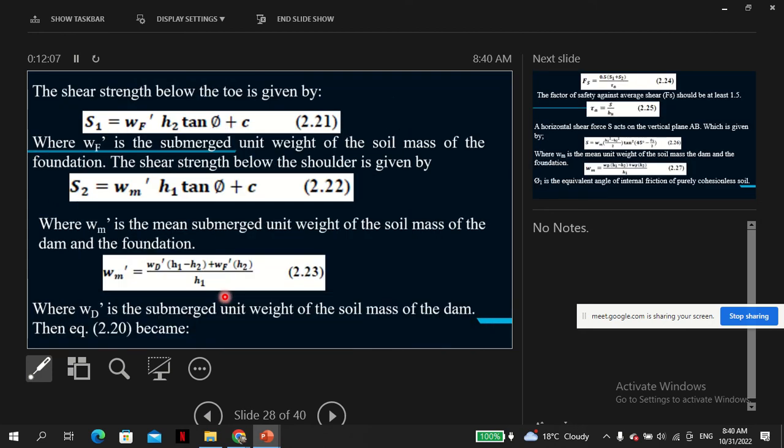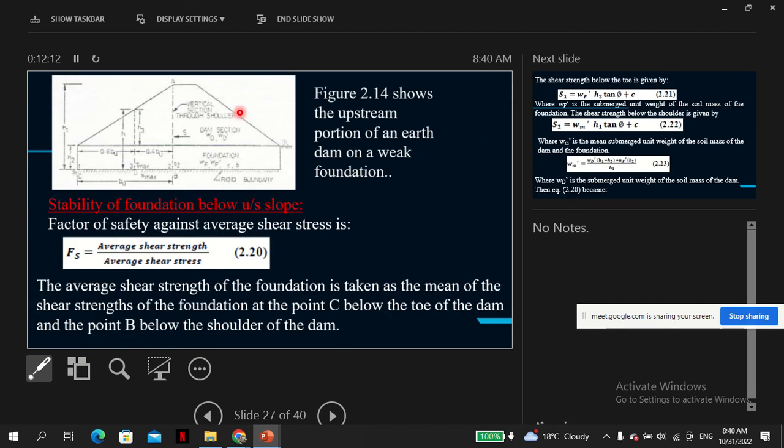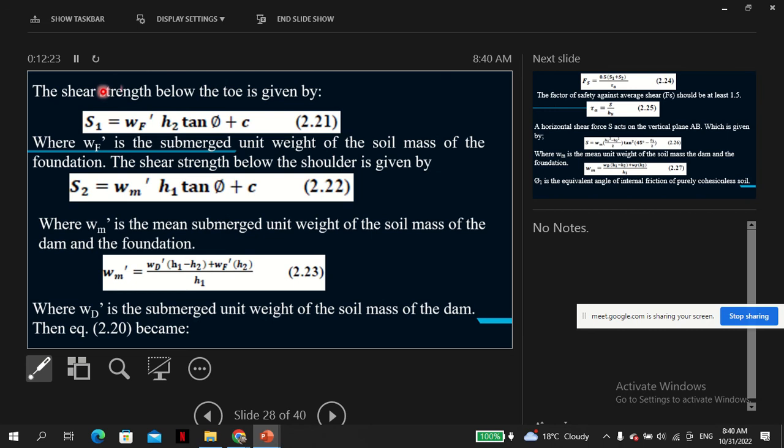So the shear strength below the toe is given by these values, WF, H2, and all these are H1, H2. All the notations are shown in the diagram. WF is the submerged unit weight of the foundation. The shear strength below the shoulder is given as shown. Then WM is the mean submerged unit weight, and this is how to find the WM. And then WD is the submerged unit weight of the soil below the dam.